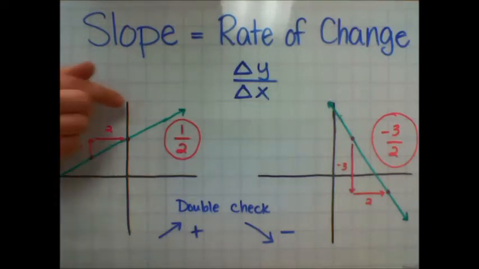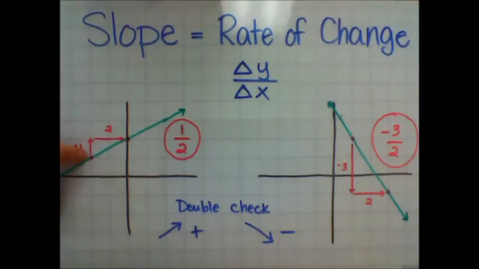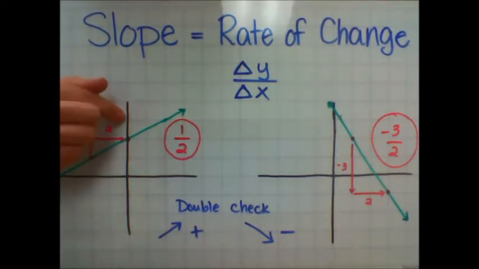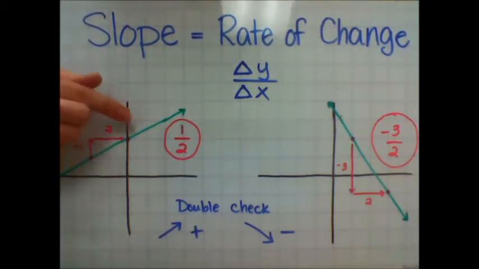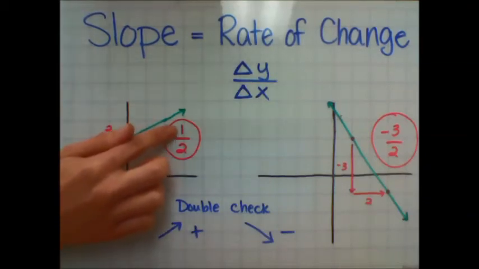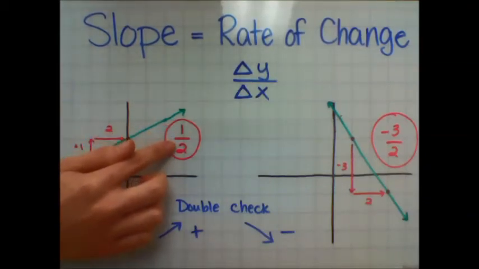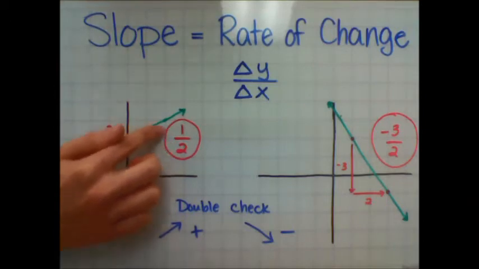And always from left to right, you measure from the left point up or down. This was up 1, and then how many over? And this was 2. So my y went up 1, my x went over 2. So then I write that as a fraction. My change in y was 1, and the change in x was 2. So my slope is 1/2.